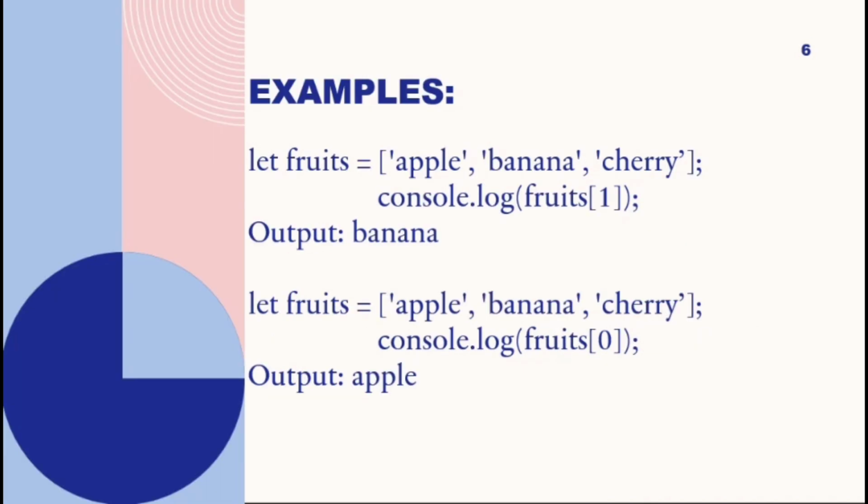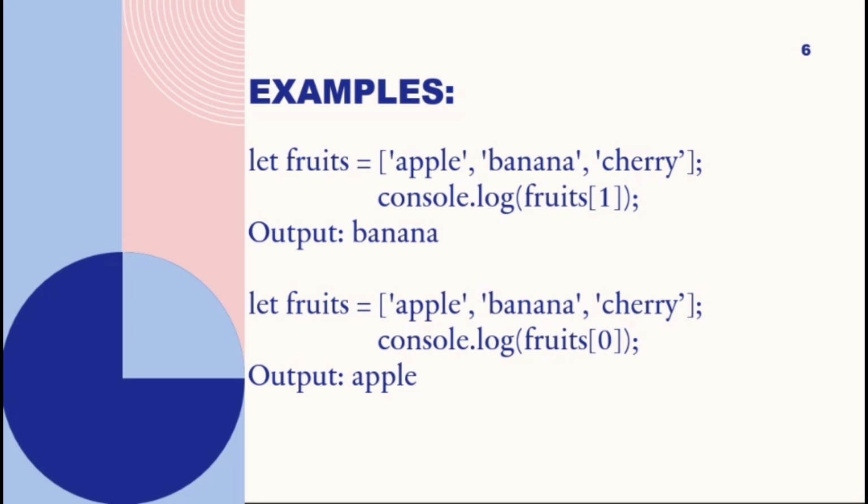Example: let fruits = apple, banana, cherry. console.log(fruits[1]), the output will be banana. console.log(fruits[2]), then the output will be cherry. Arrays make it easy to store and access multiple related values efficiently.